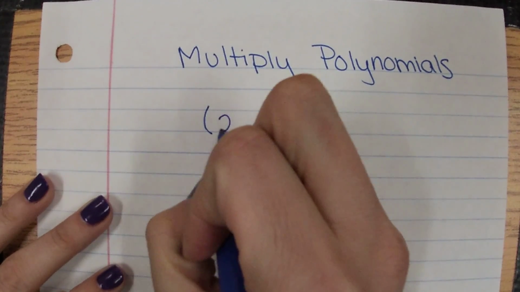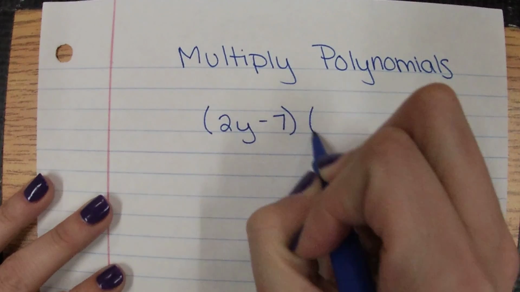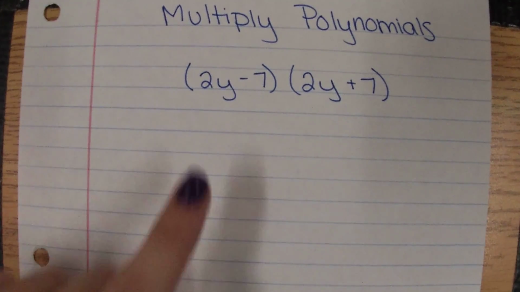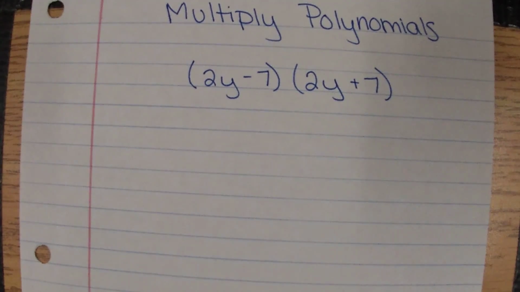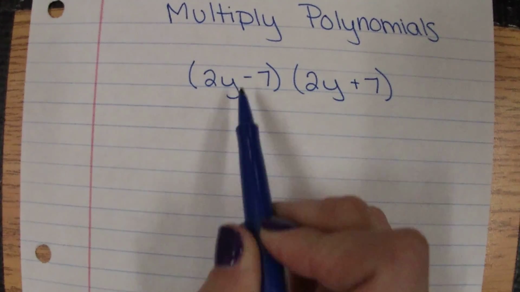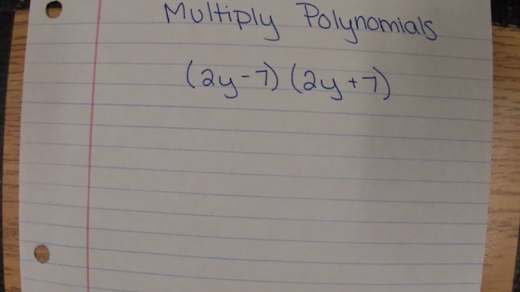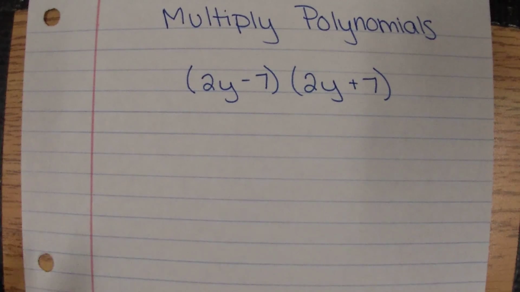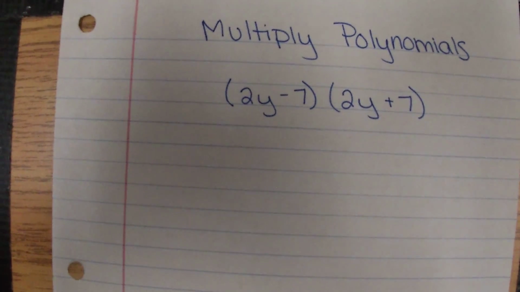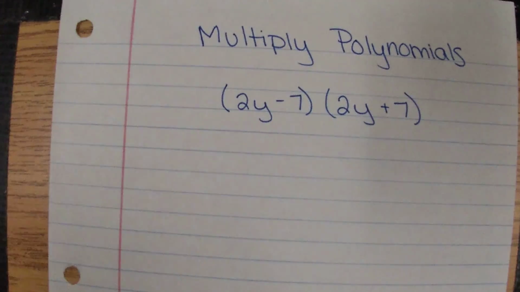So let's say we are given 2y minus 7 times 2y plus 7. So we have a binomial times a binomial. Now, obviously, these binomials look a little bit unique, right? Because they look exactly the same, but one has addition and one has subtraction. We call these types of binomials conjugates, but that doesn't change anything with the process. So whether you know that word or not, the process stays exactly the same, right? If we have two binomials, we're just going to start distributing.